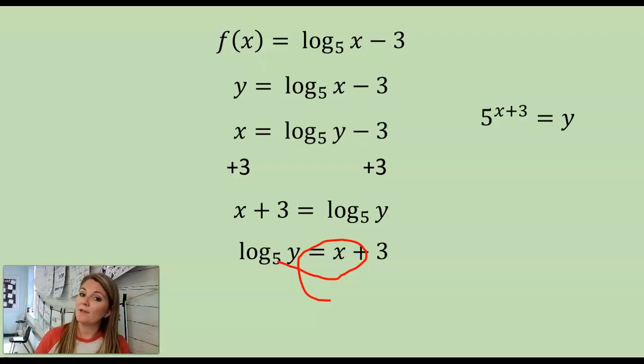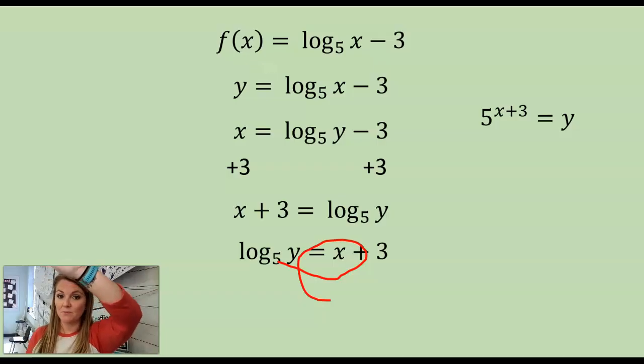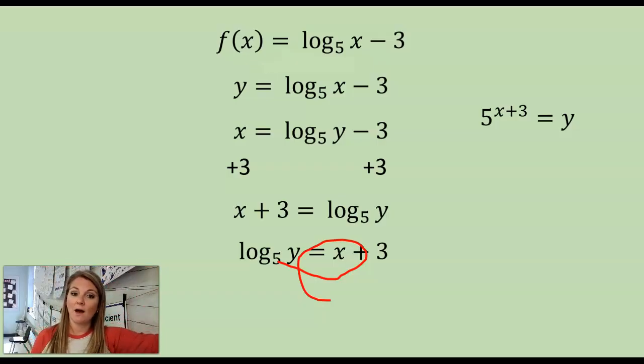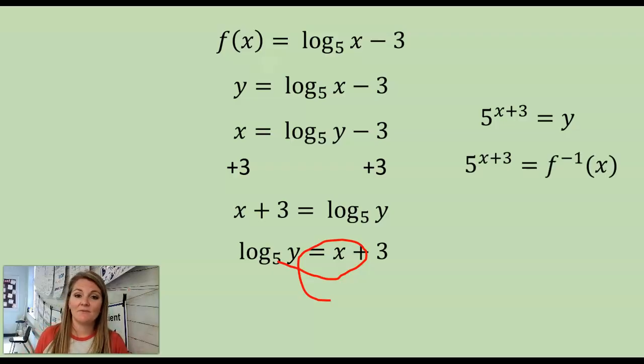Again, going with the order. The e tells you the order. 5 is where I started. X plus 3 becomes my exponent. And y is what the output is. Y is by itself. And so I have 5 raised to the x plus 3 is equal to f inverse of x. If you want to write f inverse of x first, that's totally fine too. I just didn't want to rewrite it again.